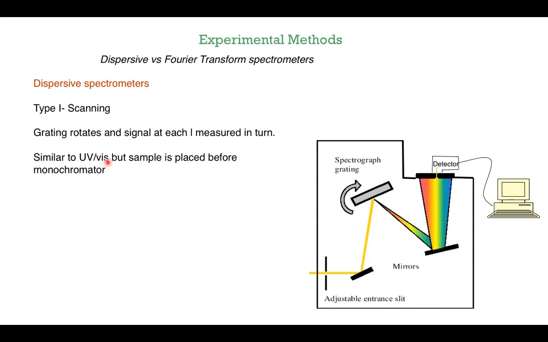So the grating rotates, and signal at each wavelength is measured in turn, so each lambda, each wavelength. And this is similar to UV-Vis, but the sample is instead placed before the monochromator.